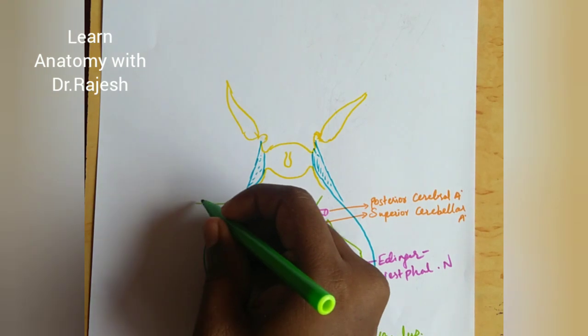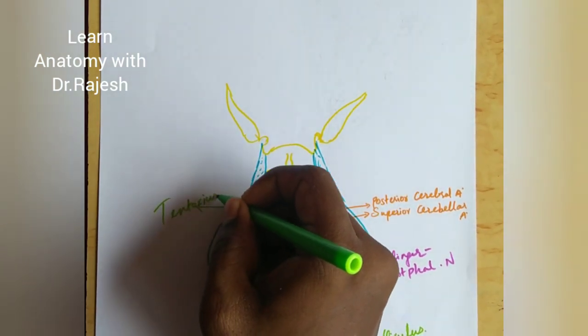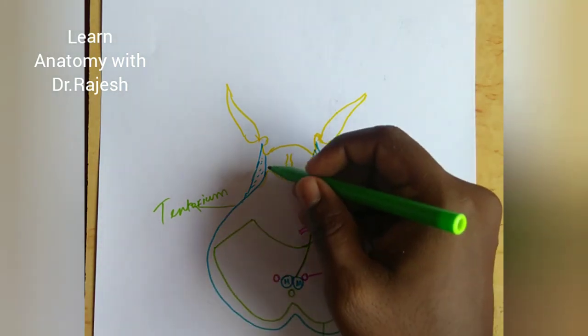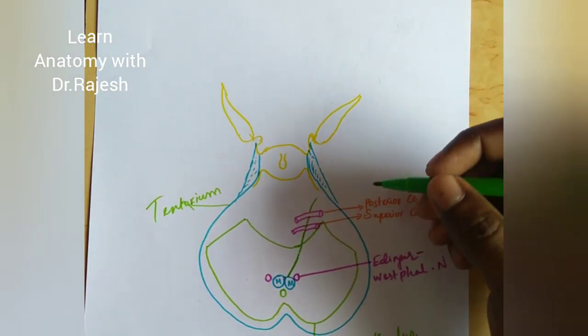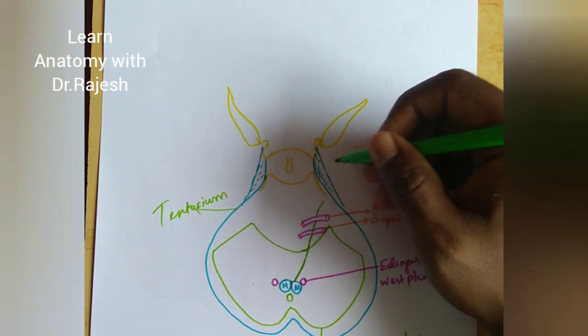So this fold of dura is the tentorium. This is actually the tentorium cerebelli. It has an attached part and a free part. Between that we have the fold of dura mater.